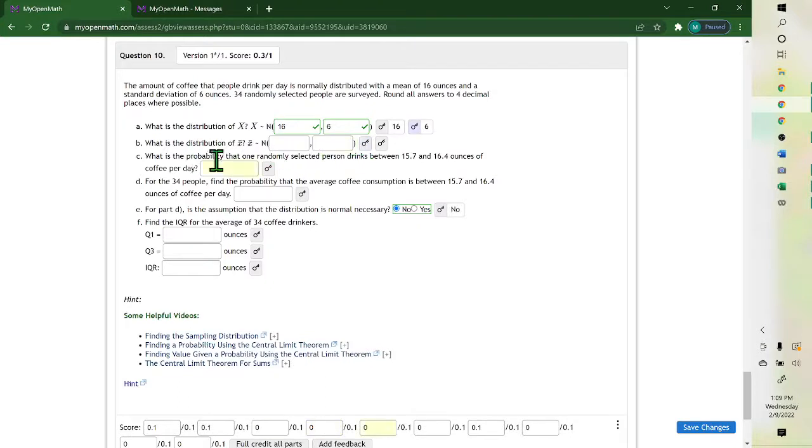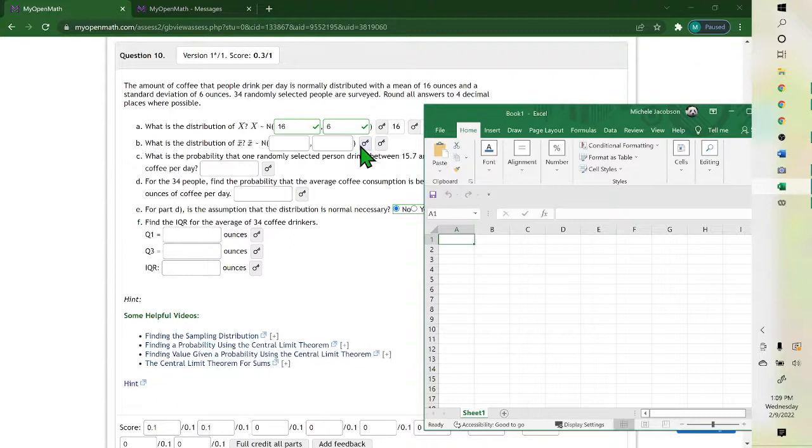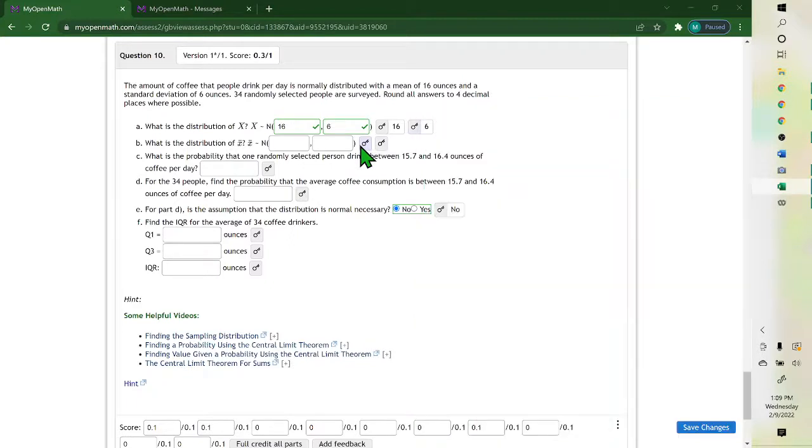But then here we're talking about an average distribution, taking a sample instead of from the population. The mean is still the same, 16. But the standard deviation is not. What you do is take the standard deviation that they have for the population and divide by the square root of n.